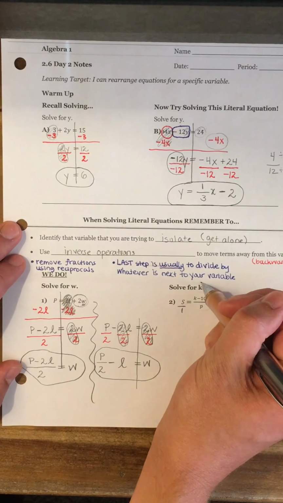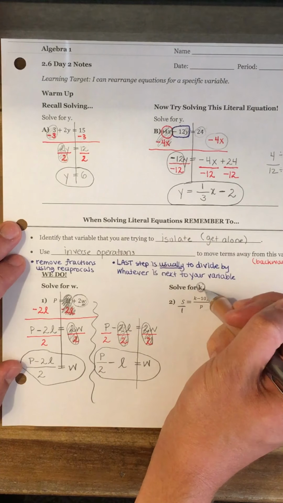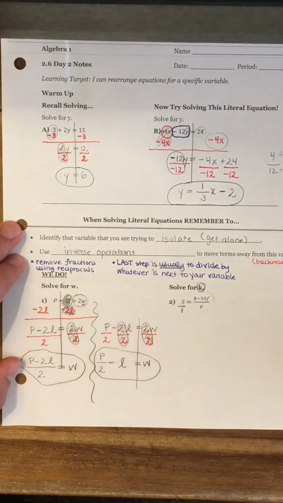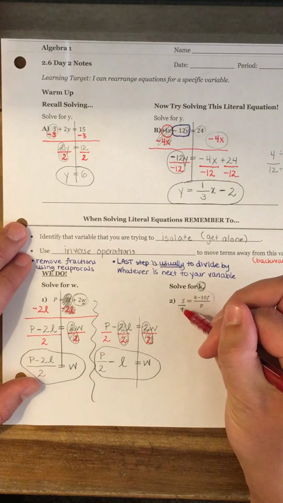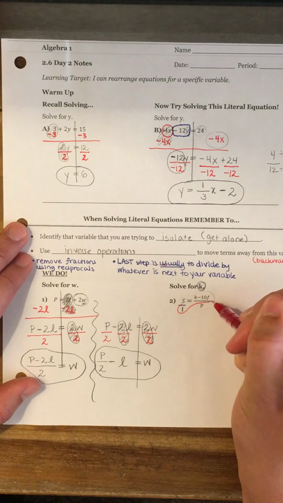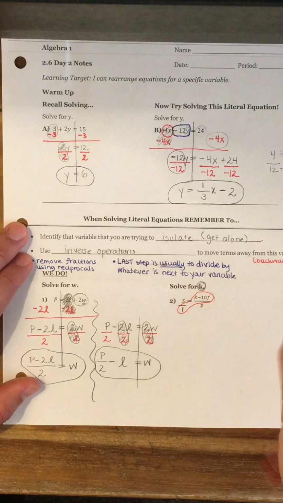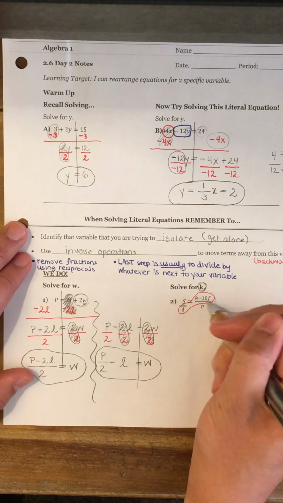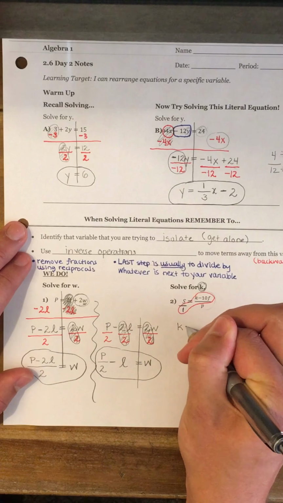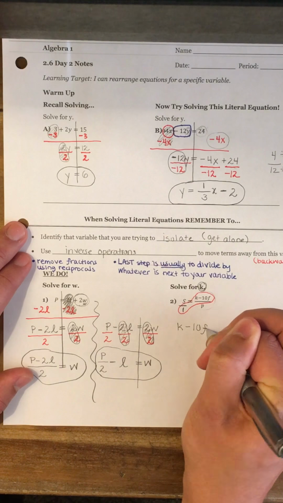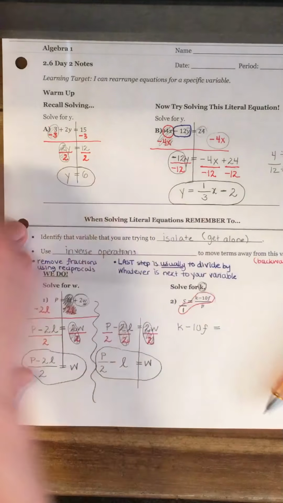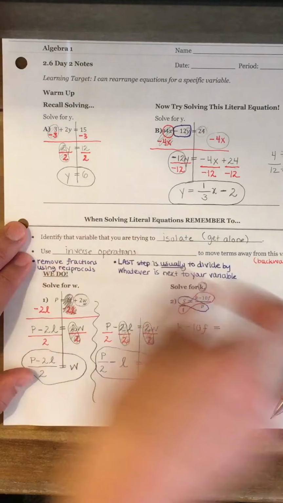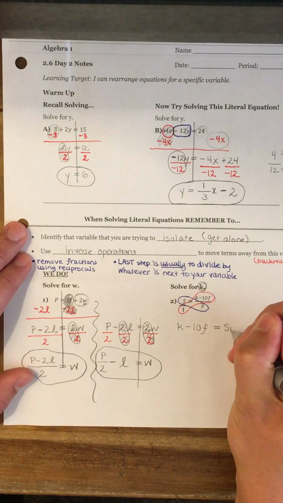But keep in mind, I'm trying to get k by itself. So I'm eventually trying to get this k all by itself on one side of my equation. So let's look at the cross products. The first cross products I have: 1 times k minus 10f. Well, 1 times all this stuff is just whatever this stuff is, so it's k minus 10f. And that's all equal to my other cross products, s times p.